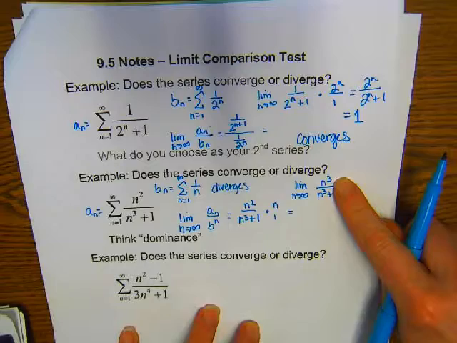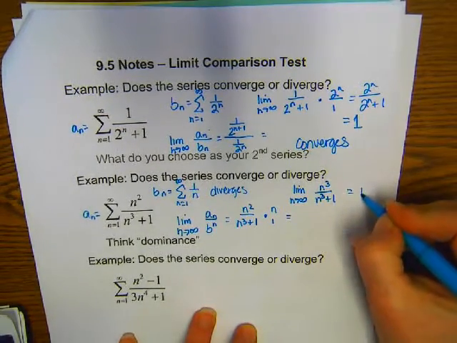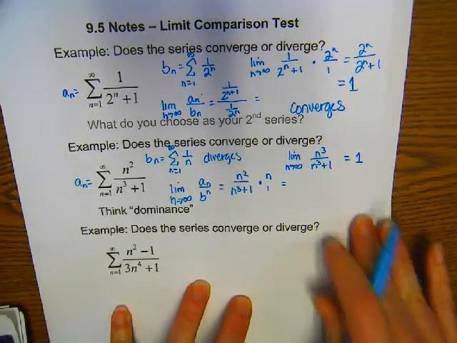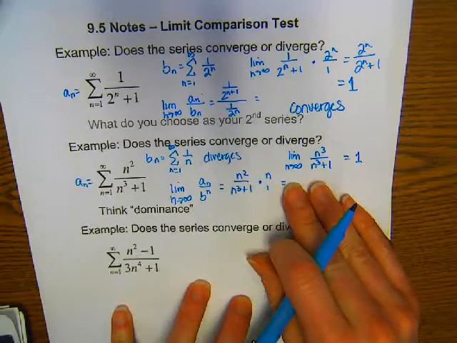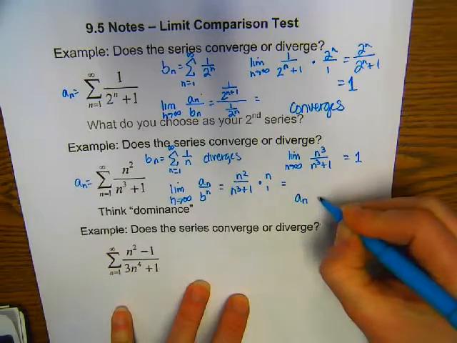And we know that because these are both degree 3, leading coefficient over leading coefficient, we get a limit of 1. So since we got a limit when we divided the two series, both have to have the same behavior, so a sub n diverges.